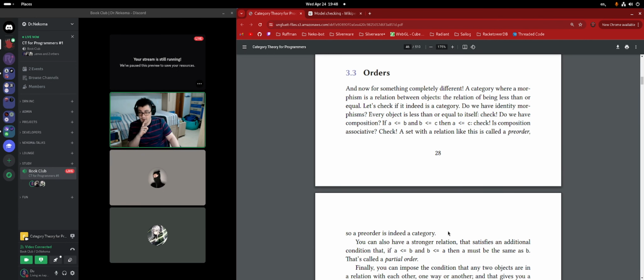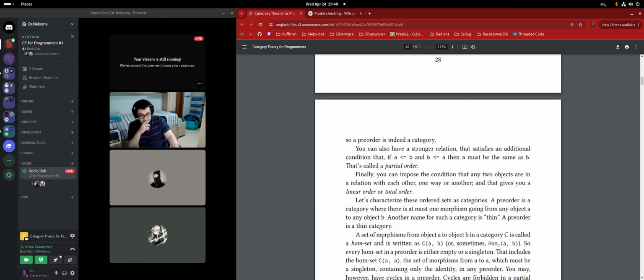So then we have a pre-order category, and if you add an additional condition, which is that if A is less than or equal to B and B is less than or equal to A, they must be the same element, that's called a partial order. And if you add another condition that any two objects are in relation with each other, that's total ordering, right? Very handy to have.